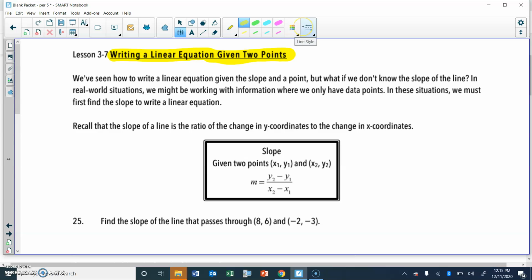Okay, so please write this down: writing a linear equation given 2 points. Just pause, write it down, unpause.